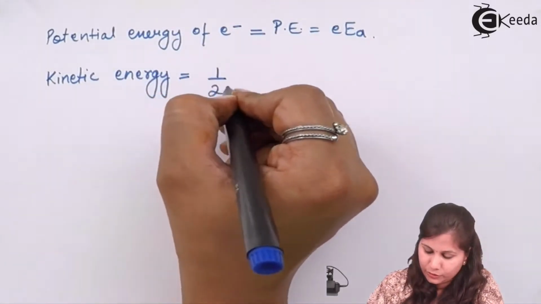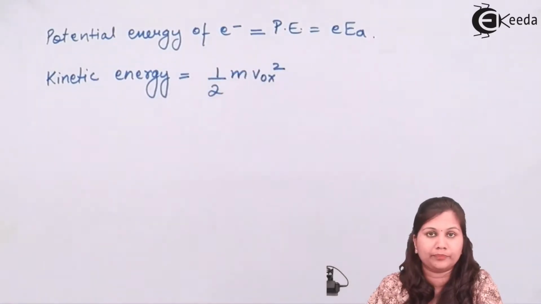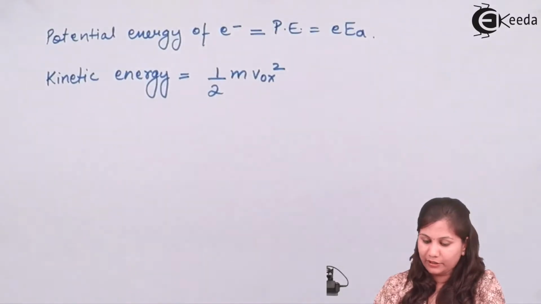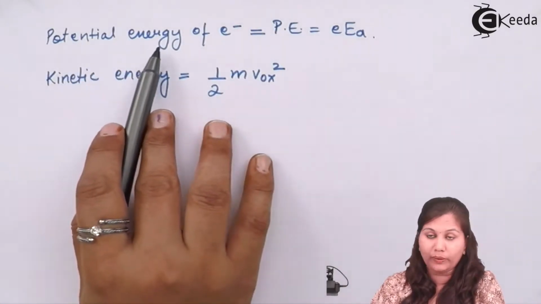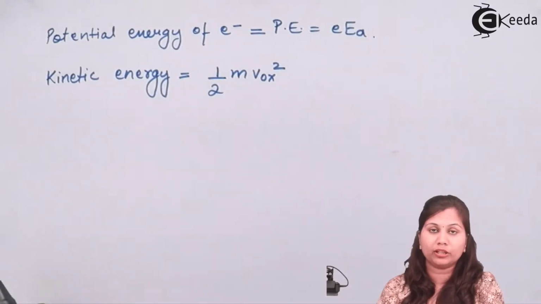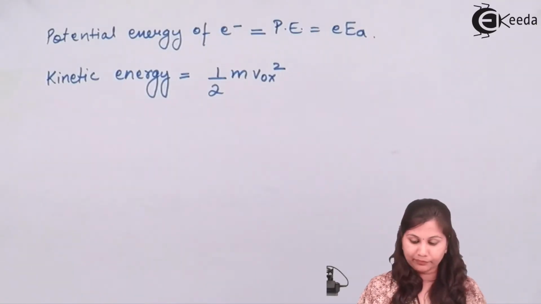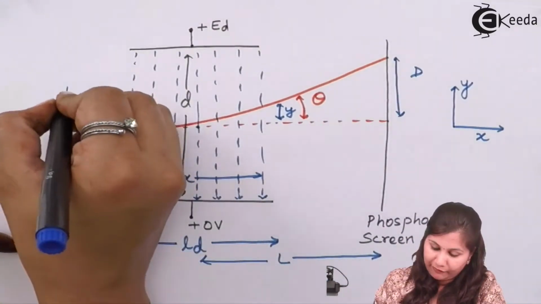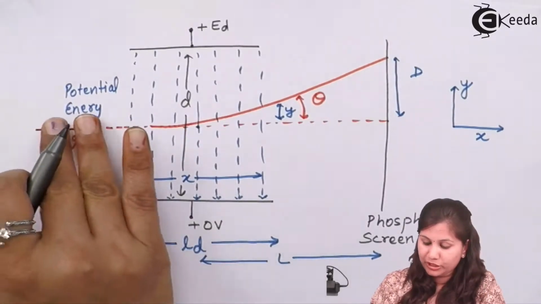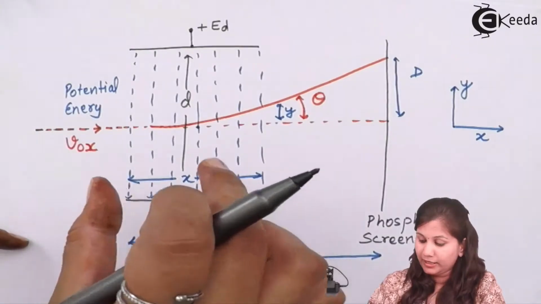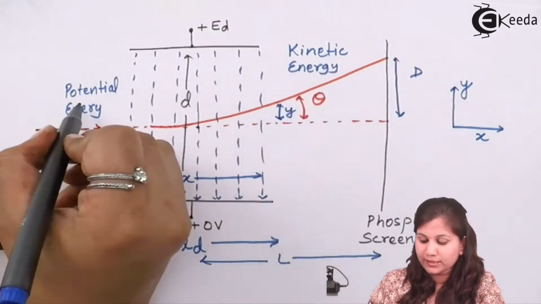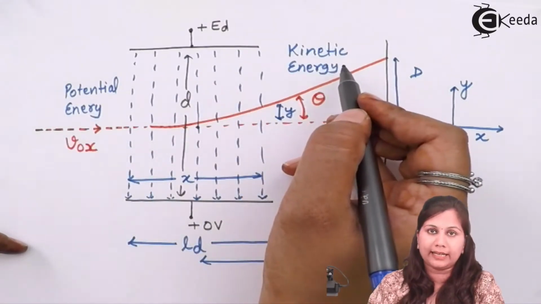And this kinetic energy is equal to half m Vox square. Now, according to the law of conservation of energy, the loss in potential energy when the electron is entering the field will be equal to the gain in kinetic energy when the electron is coming out of the electrostatic field. If we see in the diagram, when the electron is entering, it will have some potential energy, and this potential energy is lost in this electrostatic field. And here the electron will have some kinetic energy. So the loss in potential energy will be equal to the gain in kinetic energy.